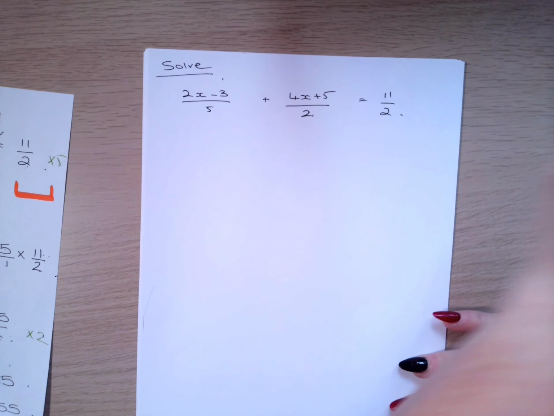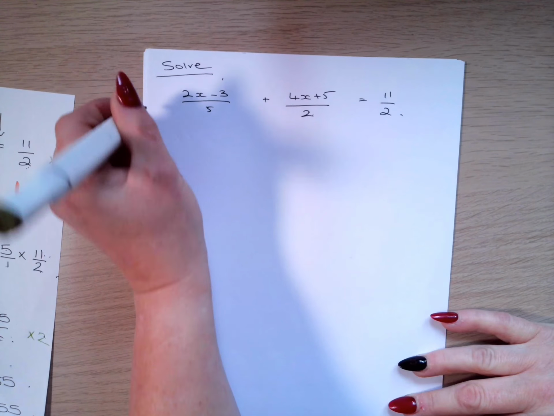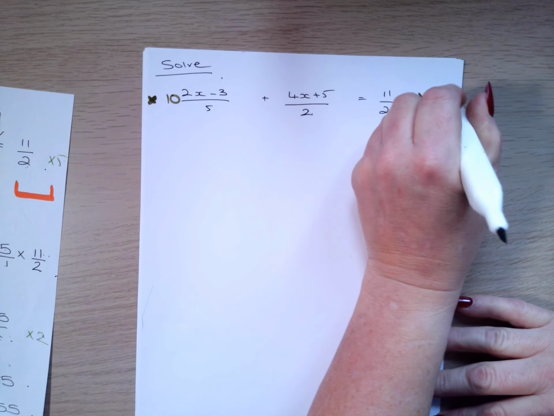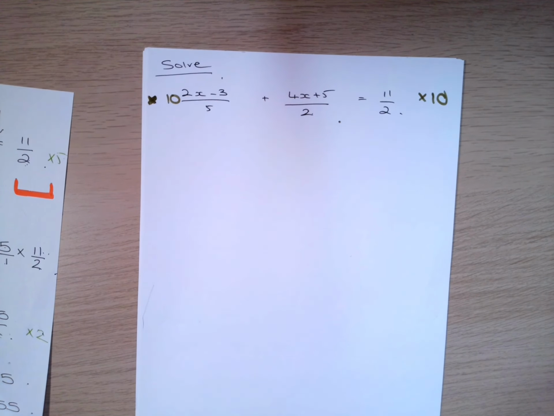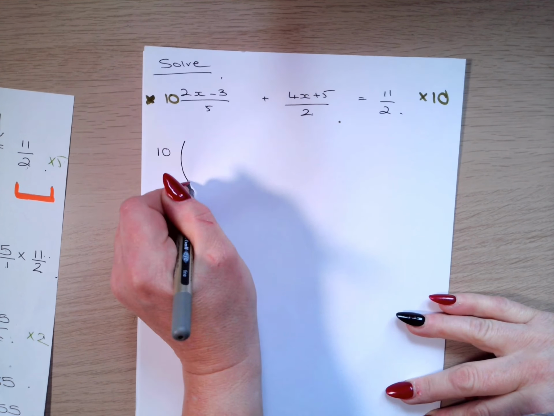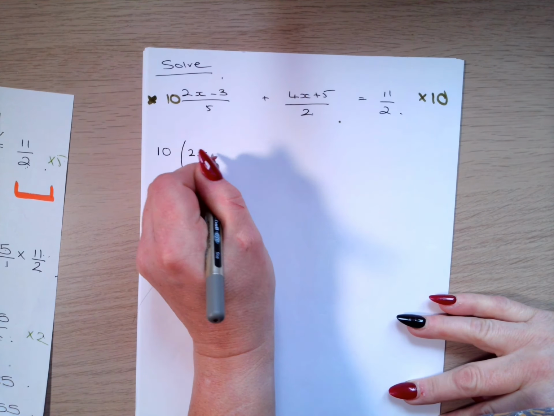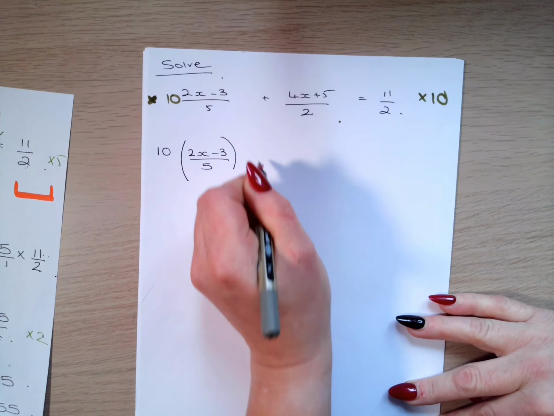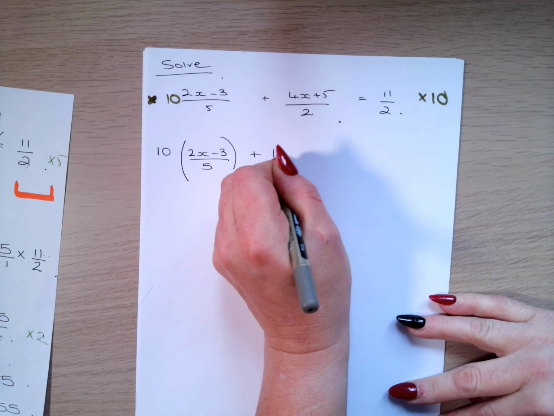All right then, so what we're going to do is multiply both sides by 10, because that will cancel out the 5 and the 2. So let's do it. So 10 lots of, and I'm actually going to put this step in, plus 10 lots of that.